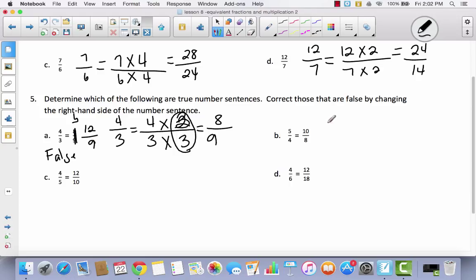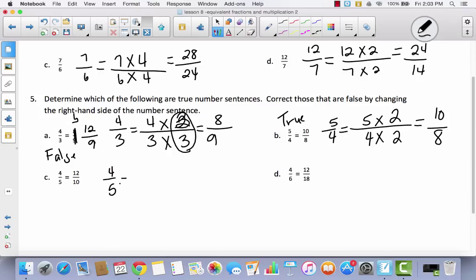Let's try one more together. All right, so I've got 5/4 is equal to 10/8. All right, so I want to see if I can multiply the numerator and the denominator by the same number to get 10/8. So to get from 5 to 10, I multiply times 2. To get from 4 to 8, I multiply times 2. So yes, this is true because I multiplied the numerator and denominator by the same number and I got the fraction that it said. Why don't you try C? Decide if you think that this is true or false. Pause the video and then come back when you are finished.